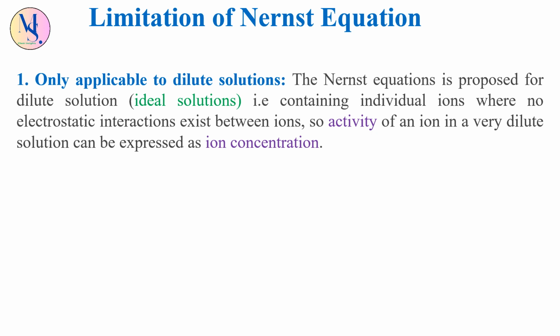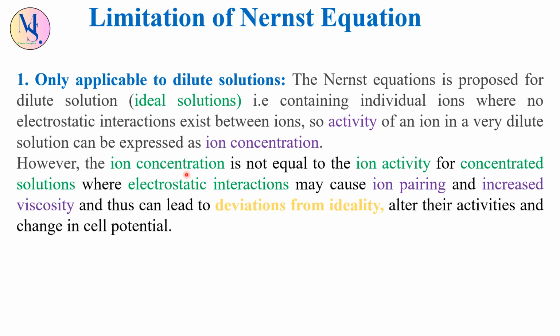Although Nernst equation has various applications in electrochemistry, it is not free of shortcomings. For example, the Nernst equation is proposed for dilute solutions, which are also called ideal solutions, in the case when the ions exist as individual ions where no force of attraction or interaction exists between the ions. So for dilute solution, the ion concentration may be taken as the activity of ions. But for the concentrated solution, the ion concentration is not equal to its activity due to electrostatic interactions between the ions, which may cause ion pairing and may increase the viscosity of the solution.